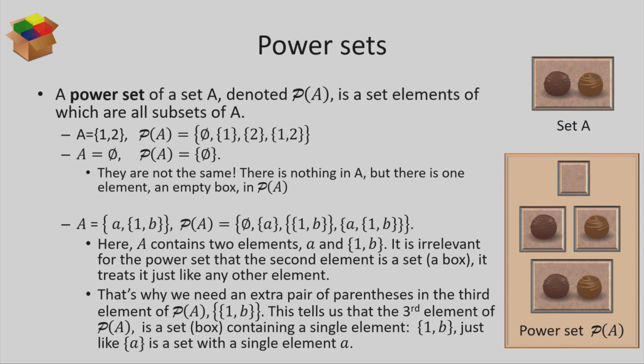Wait a moment, is it the same thing? Not really, and actually not at all. An empty set contains nothing. The power set contains 1 element, 1 empty box that happens to be the box containing nothing. So if you open the set A, there is nothing inside. If you open the power set of A, you see an empty box inside.